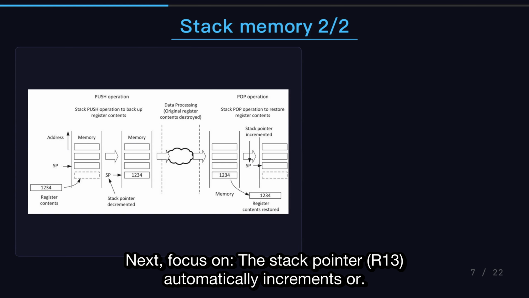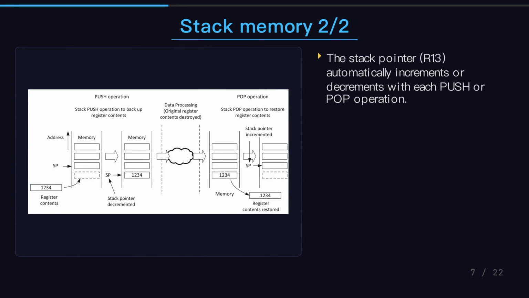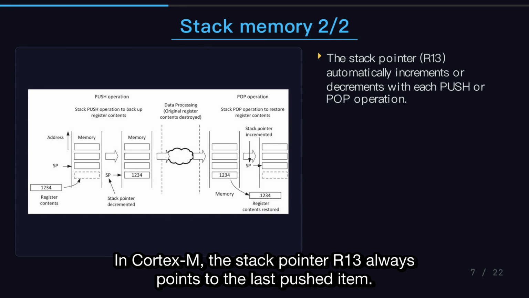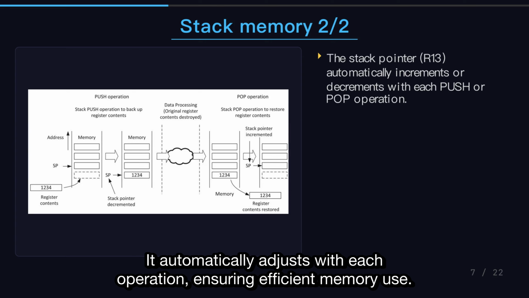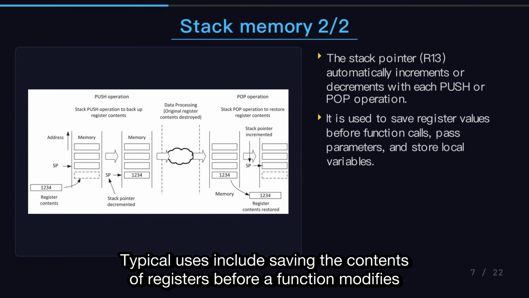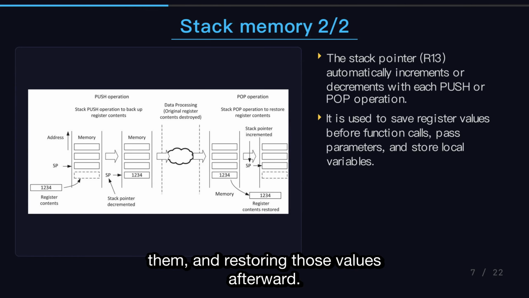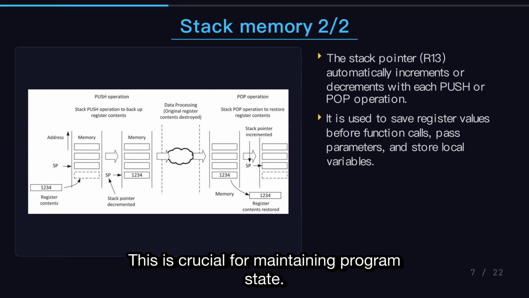The stack pointer, R13, automatically decrements or increments. In Cortex-M, the stack pointer R13 always points to the last pushed item. It automatically adjusts with each operation, ensuring efficient memory use. Typical uses include saving the contents of registers before a function modifies them, and restoring those values afterward. This is crucial for maintaining program state.